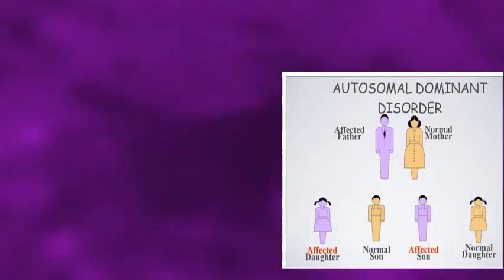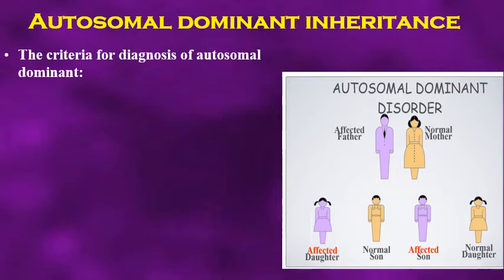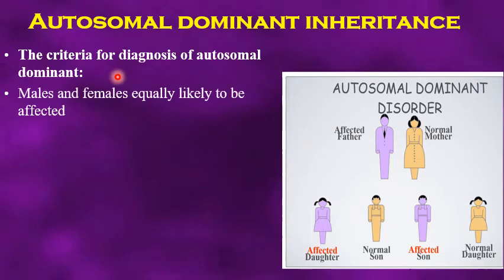There are many modes of Mendelian inheritance in man. First, autosomal dominant inheritance. The criteria for diagnosis of autosomal dominant inheritance are the following. يعني المعايير الأساسية لتشخيص الـ autosomal dominant كالآتي.